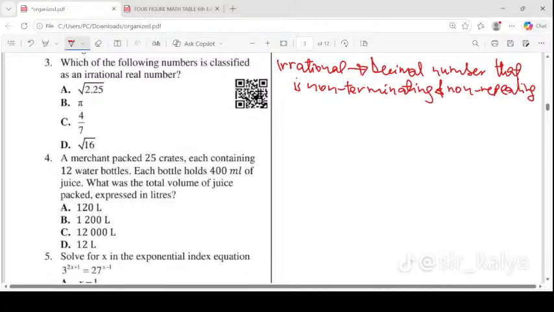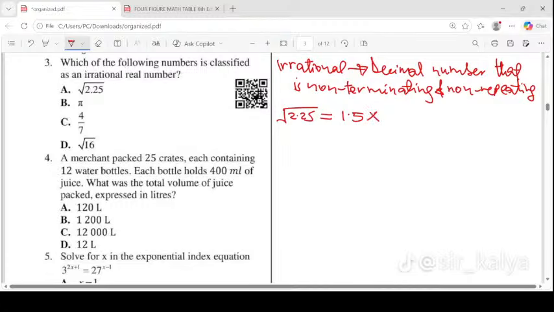Non-terminating and non-repeating. So let us see. The first choice, we have the root of 2.25. This is exactly 1.5, so that's a terminating decimal. So this one here cannot be irrational.